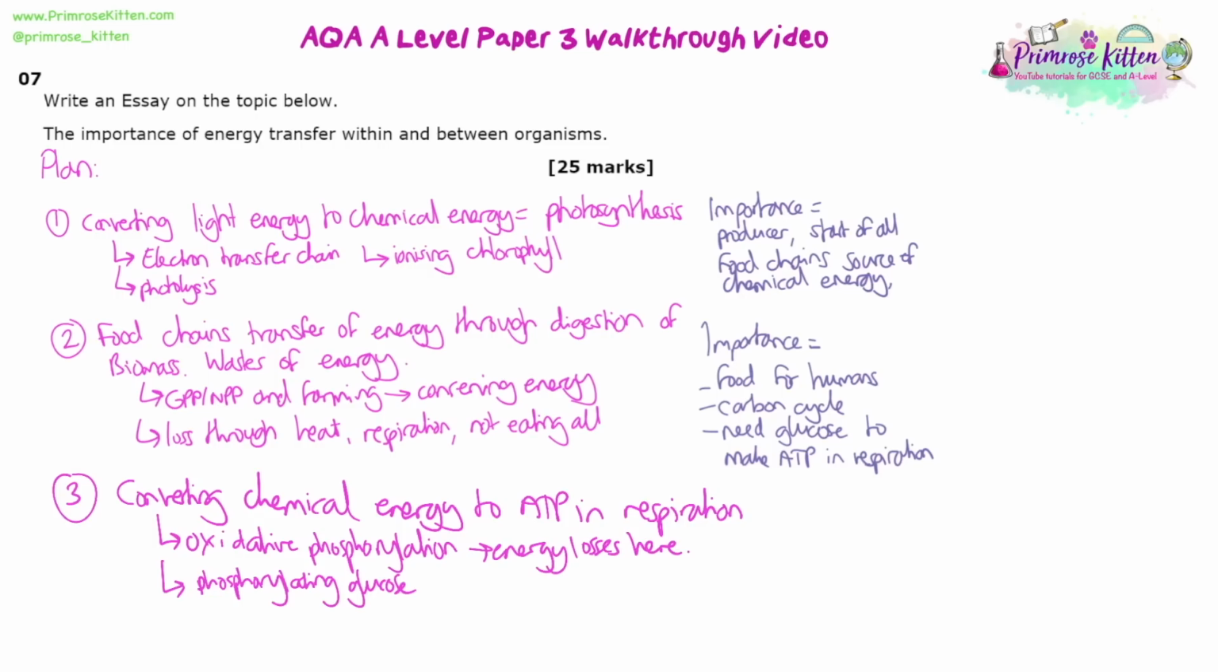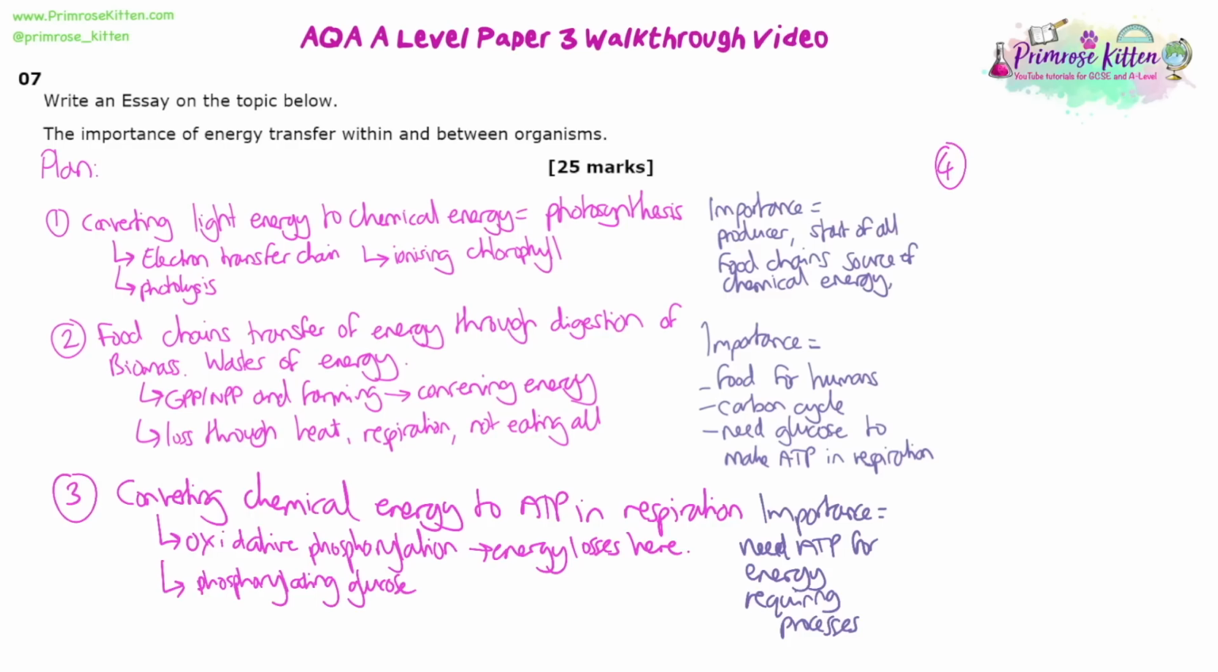So then I'm going to do converting chemical energy to ATP in respiration. So we're taking the chemical energy in bonds of glucose and we're converting it to the energy that's locked in the bonds of ATP. So we've got, again, a similar process to the photosynthesis. We've got oxidative phosphorylation. We've got phosphorylating of glucose to make it more reactive. So the uses of ATP here as well. And energy losses here. So why is it not efficient? Why is the energy transfer in respiration not efficient? How can we end up making, we don't make the total amount of ATP we should.